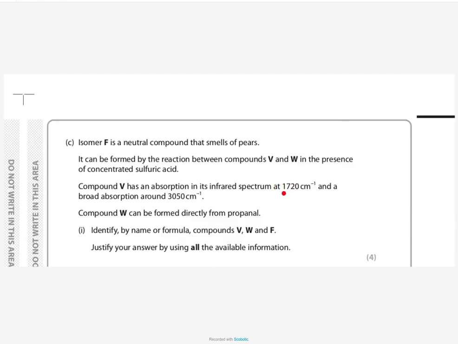Isomer F is a neutral compound that smells of pears. That means it has to be an ester. Esters have sweet, fruity smells. It is formed by the reaction between V and W in the presence of sulfuric acid. That confirms it's an esterification reaction, because the only esterification reaction we use is with sulfuric acid.